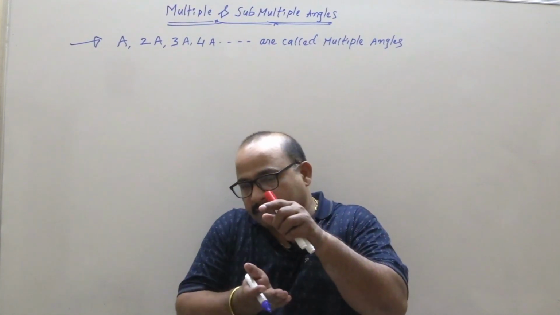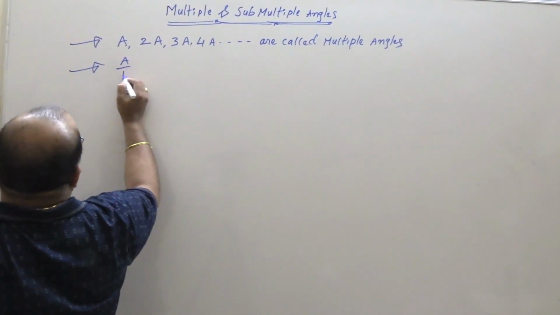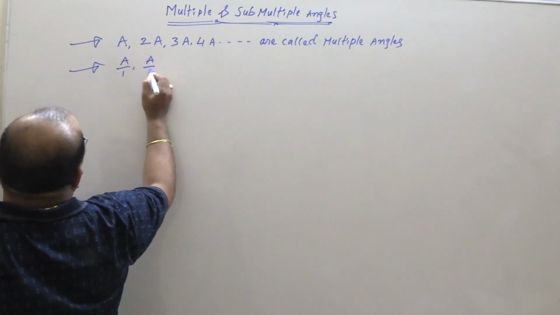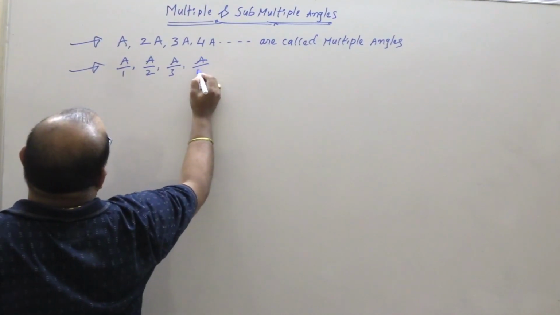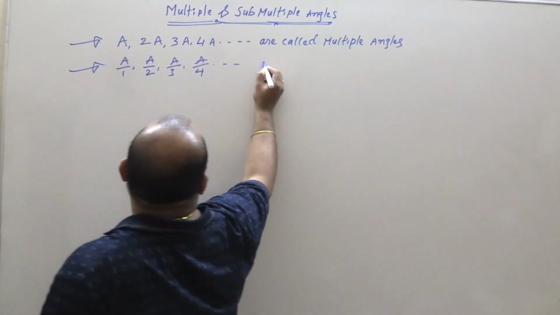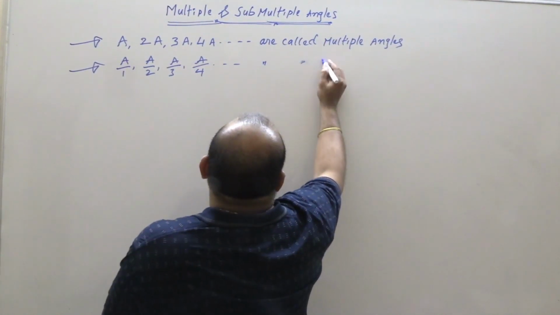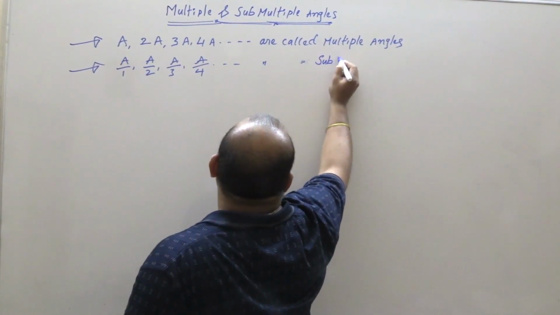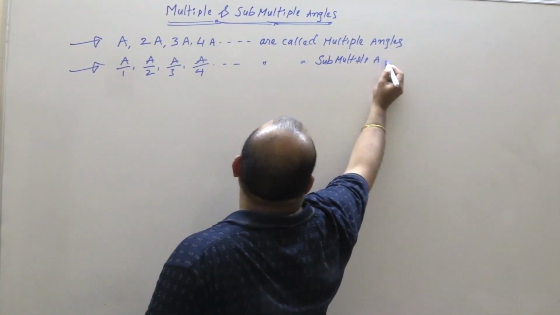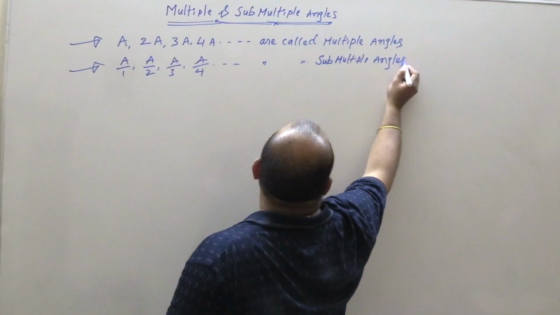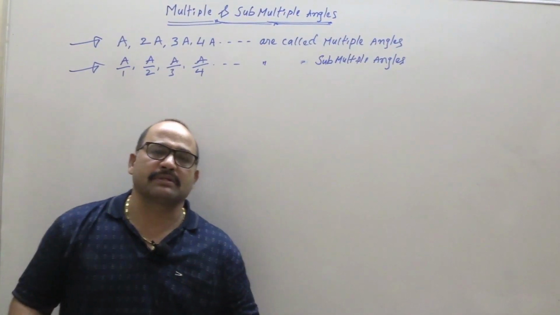Sub means division. For example, A by 1, next A by 2, A by 3, A by 4 and so on are called submultiple angles. These are all the basic definitions of multiple and submultiple angles.